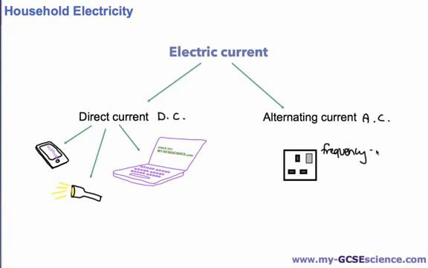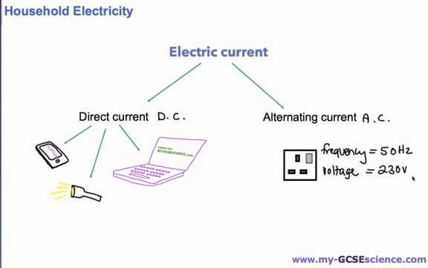And in the UK, the frequency, or the number of cycles per second, is 50. And we say 50 hertz. Hertz just means cycles per second. And while we're here, we can look at the voltage as well, the potential difference. The voltage supplied by our mains is 230 volts.